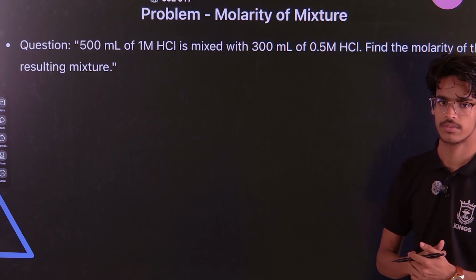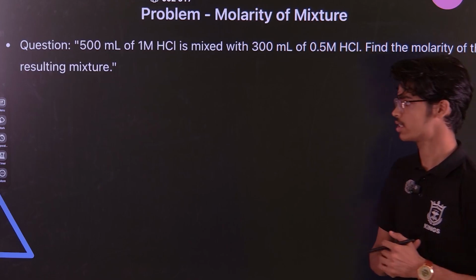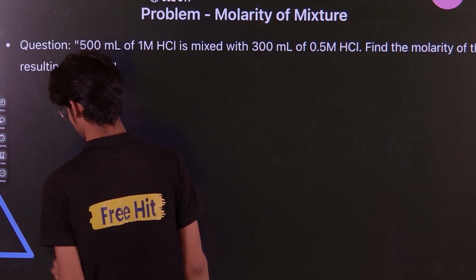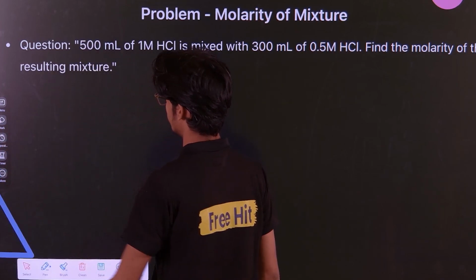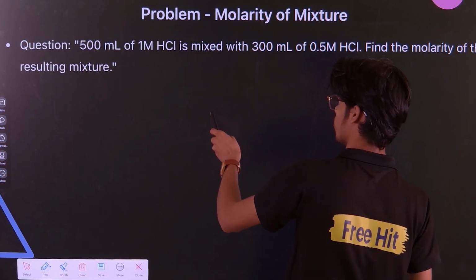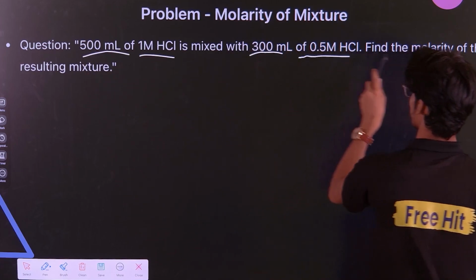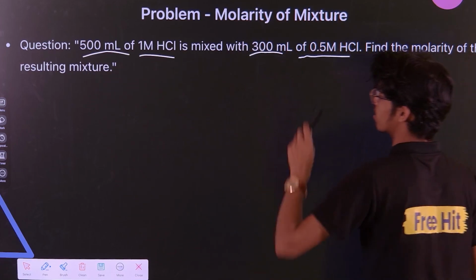Pause the video. I hope you have attempted the question by pausing the video, and some students never pause the video. Now, 500 milliliter of 1 M HCl is mixed with 300 milliliter of 0.5 M HCl. Find the molarity of the resulting mixture.